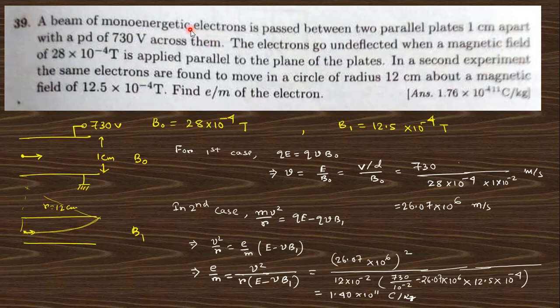A beam of monoenergetic electrons is passed between two parallel plates 1 centimeter apart with a potential difference.